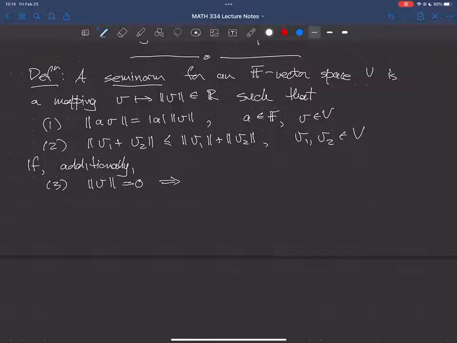we have this property that the only vector whose norm is zero is the zero vector. Okay, and so we know for sure that the zero vector has zero norm by this property. But if the only vector with zero norm is the zero vector, then the semi-norm is a norm. Okay.